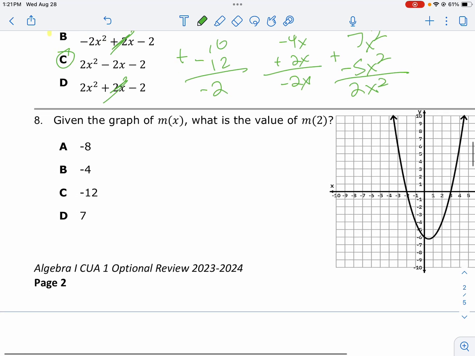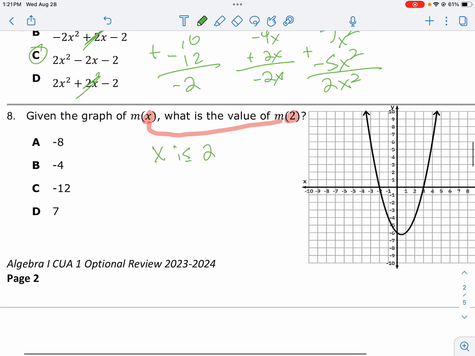Number 8, if you look at the question itself, all it tells you is m of x is graphed. We want to know what m of 2 is. Guys, we are replacing x with 2. x is 2. So if x is 2 and we're trying to figure out something on the graph, we must be figuring out the y.